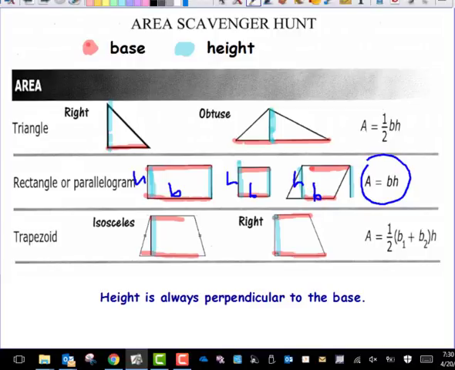In the trapezoid, we have 1/2 times base 1 plus base 2, because one base is not the same as the other. So you have to add the two bases together and take the average, dividing by 2, and then multiply by the height. Now let's look at some problems and see if we can identify what shape it is and what formula we should use, and then identify the base and the height.